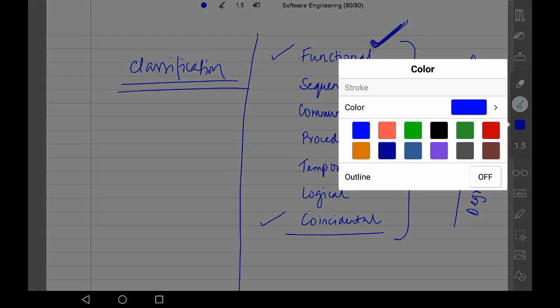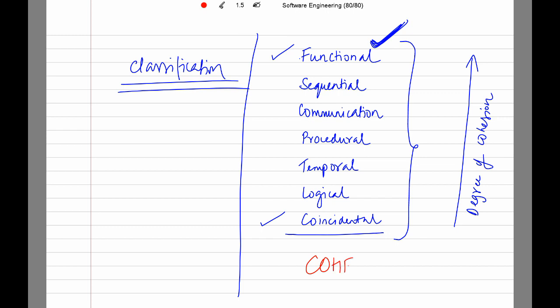Okay, so the different types of cohesion are listed above, and the degree of cohesion is also mentioned, which tells you which type of cohesion can bring about a high cohesion in the module. So functional cohesion is what we need to achieve. Functional cohesion, sequential cohesion, communicational cohesion, these will make your module stronger in terms of cohesion. But if you have these, then they will make your module weaker in terms of cohesion.